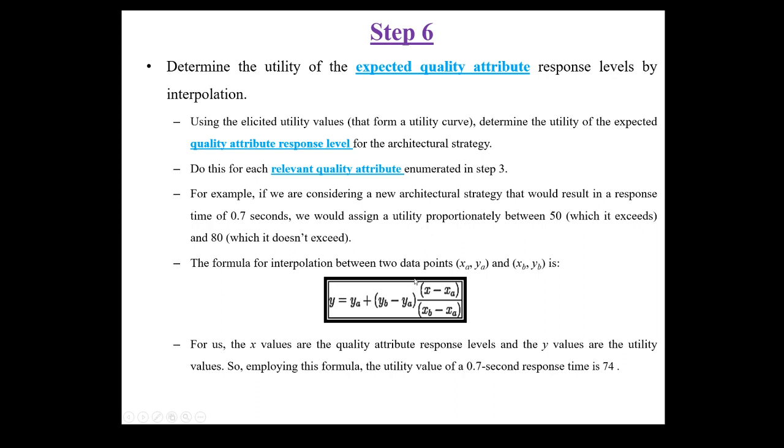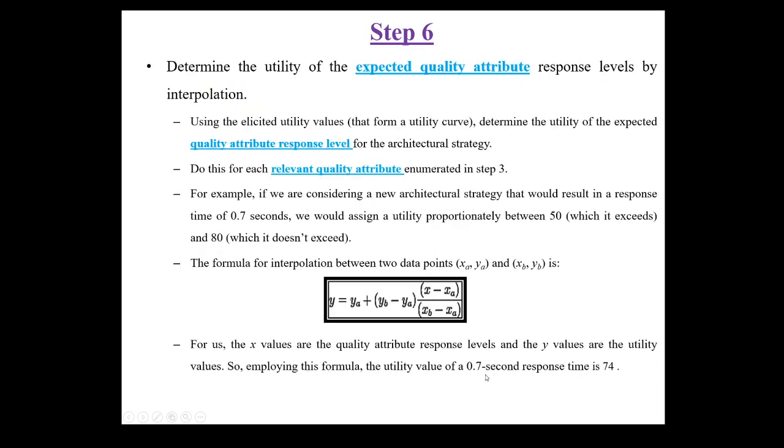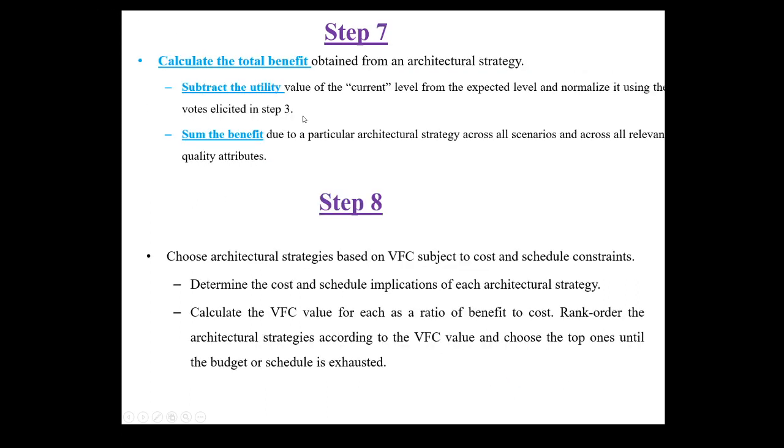So this is the formula which can be used for interpolation between two data points. For example, X values are the quality attribute response levels and Y values are the utility levels. By using this formula, the utility value can be measured. So here, the utility value can be 0.7 and the response time can be 74 seconds.